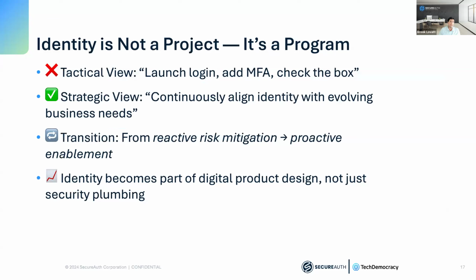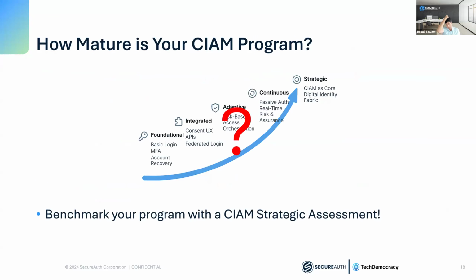So again, it is not a project, but it's a program. So we want to be tactical. We want to be strategic. We want to align identity with the evolving needs of the business. We want to be able to transition from a reactive risk mitigation strategy to a proactive enablement strategy. And we want identity to become part of the digital product design, not just the security plumbing that enables it. So the question becomes, how mature is your CIAM program?